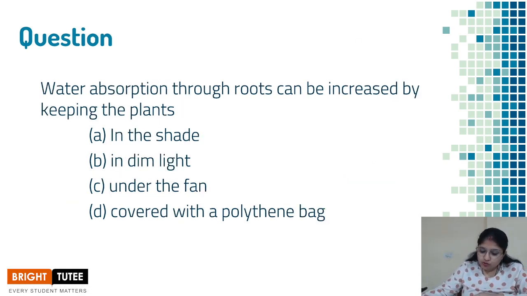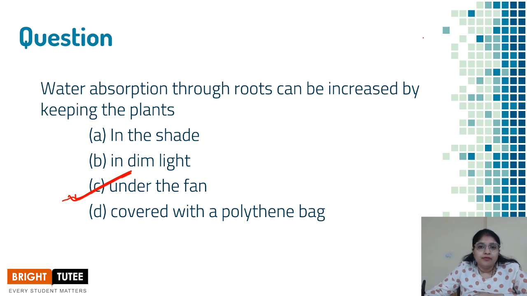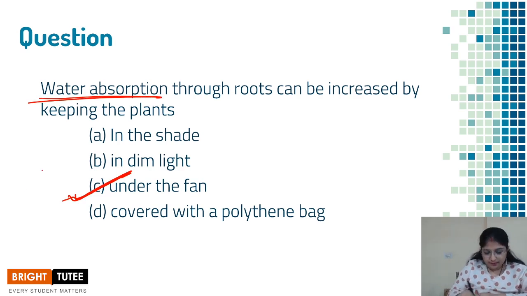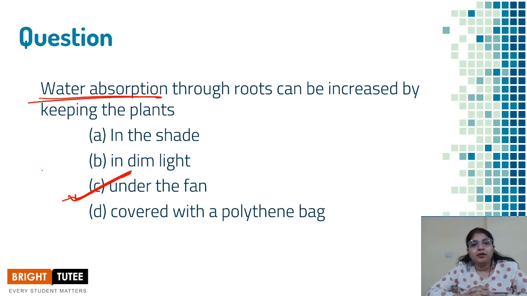Water absorption through roots can be increased by keeping the plants in shade, in dim light, under the fan, or covered with a polythene bag. So it can be increased if you put the plant under the fan, because the fan produces wind. Because of that, the rate of transpiration increases, and because of this increase in the rate of transpiration, the water absorption will also increase.